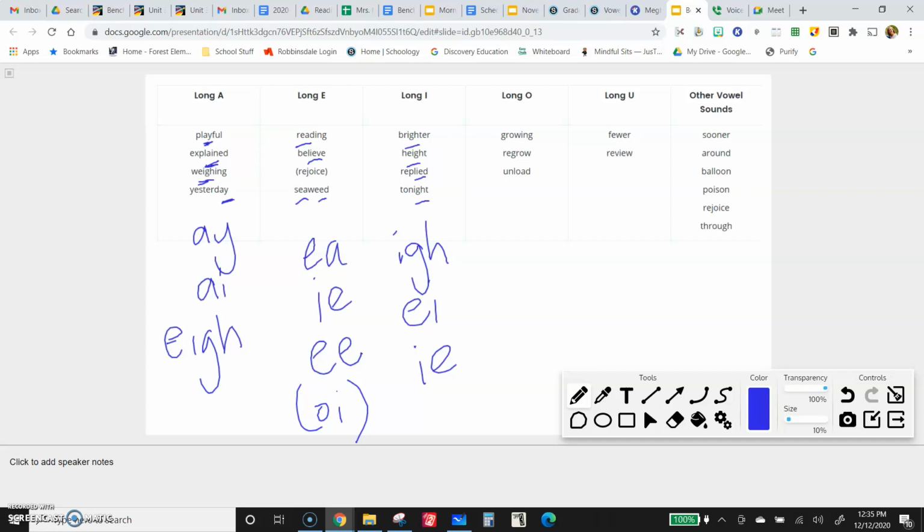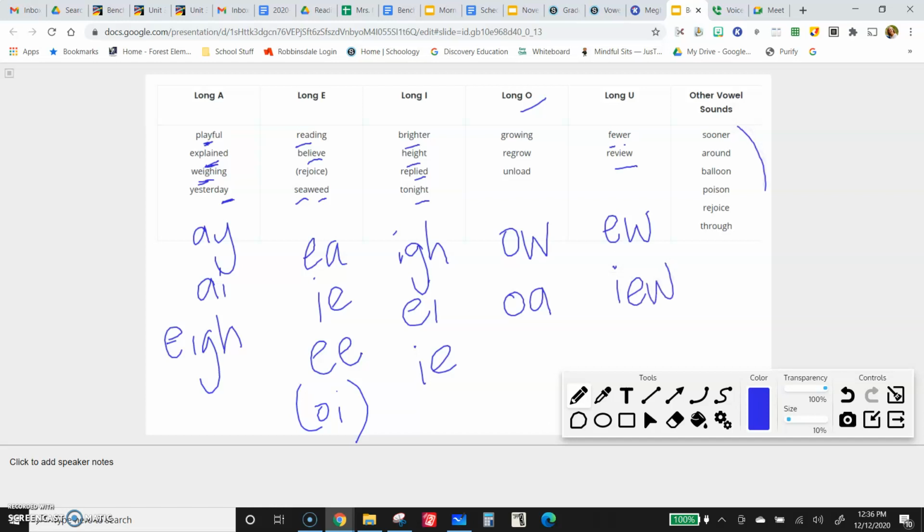So there's all different ways we can get these, which is what can make English tricky, but it's just good to start recognizing some of these patterns so that when you come across new words, they're easier to read. A long O: growing, regrow, unload. Again, OW is not technically two vowels, but it still says that long O sound. And then we have OA. A long U sound: fewer, review. That EW, again, the W is sort of functioning not exactly like a vowel, but it creates that long U sound. And then IEW says the long U sound.